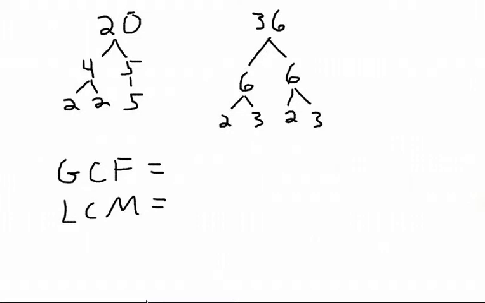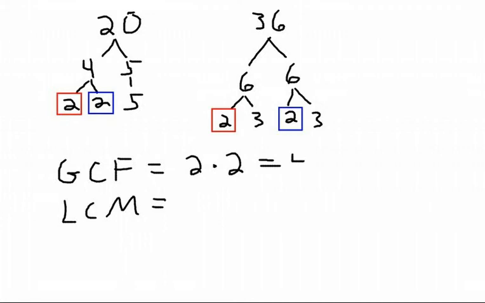Okay, here's our last example. I have the numbers 20 and 36. If I'm looking for the greatest common factor, I'm looking for the largest number that will go into both of them. Then the 20 has 2 2s and a 5. So it looks like they've each got 2 2s, and that's all they have in common. So 2 times 2 is 4. That means 4 is the greatest common factor.